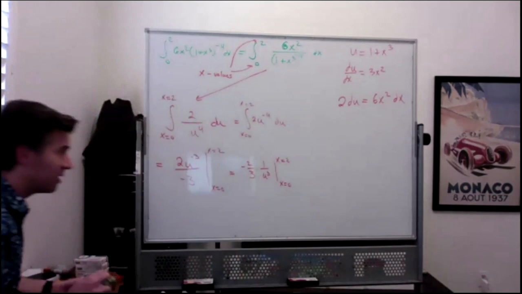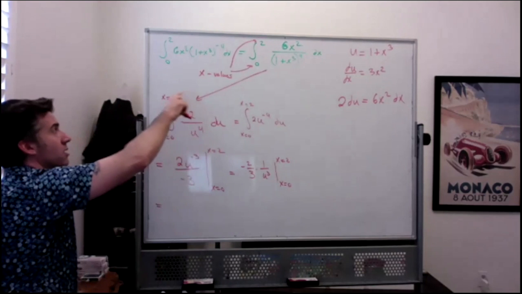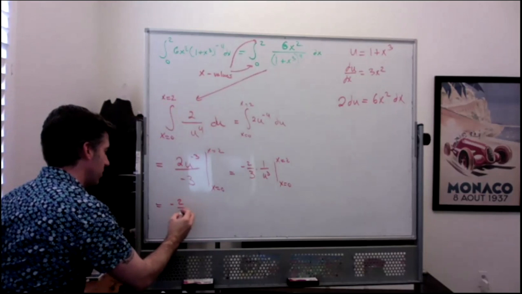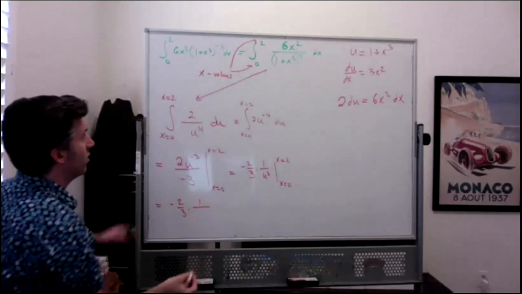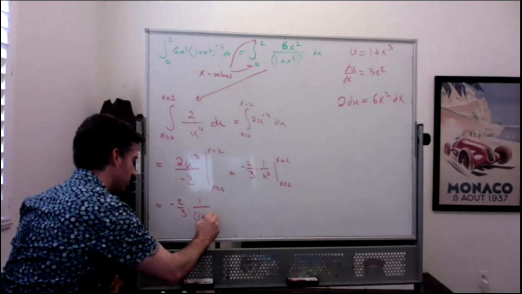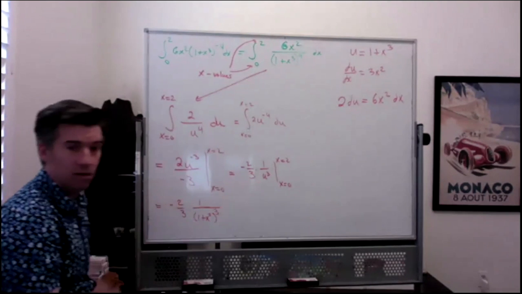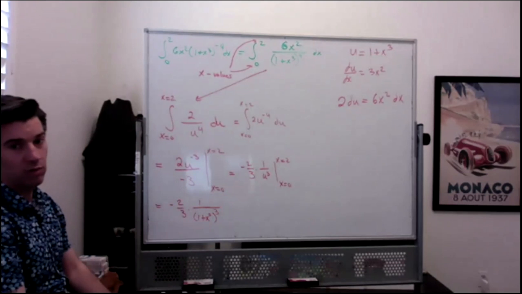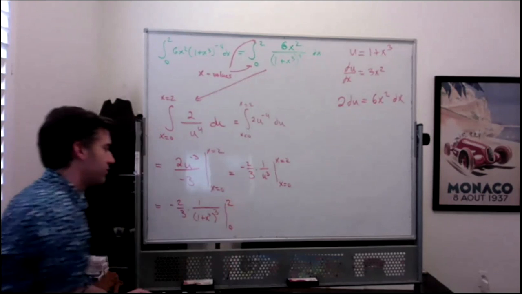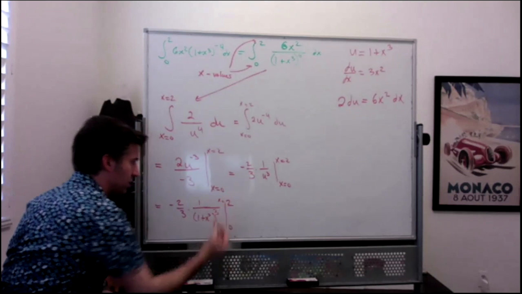So what I have to do if I'm doing it this way, where I'm not changing my limits of integration, I then have to go back to what u is equal to in terms of x. So I have to rewrite this as negative 2/3 times 1 over 1 plus x cubed. Right? I plugged in u. So now I have 1 over u cubed, which is 1 over 1 plus x cubed from 0 to 2. And those are the x values. That's x equals 0 to x equals 2.